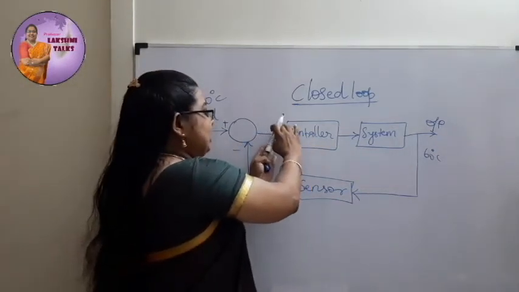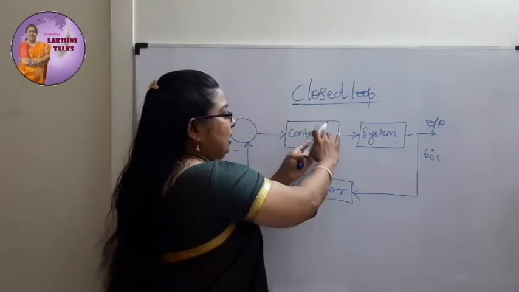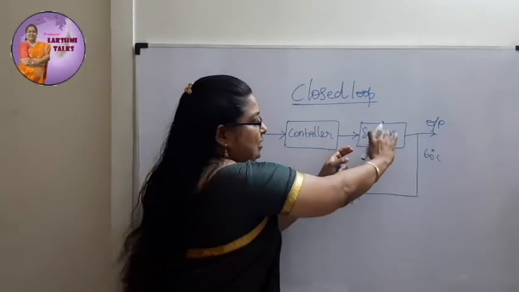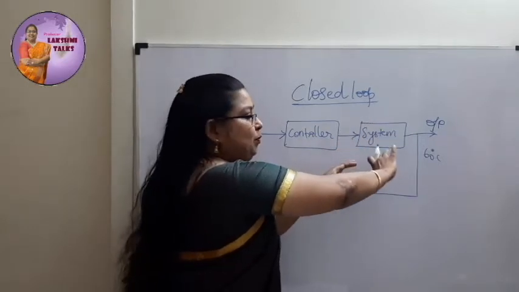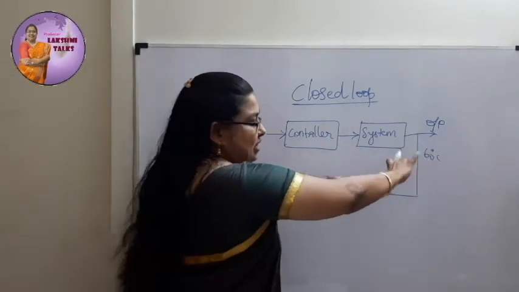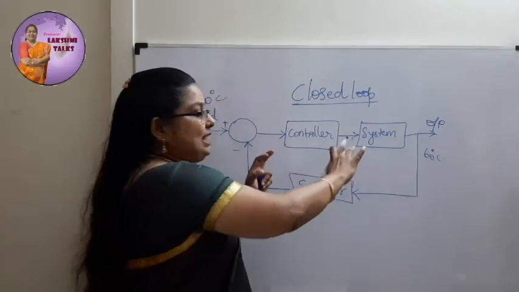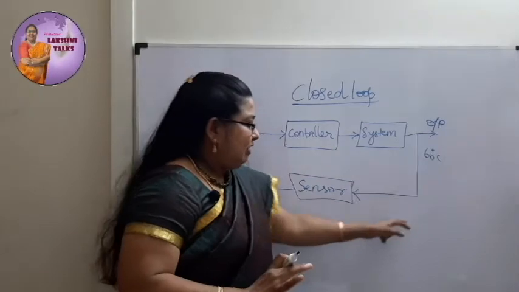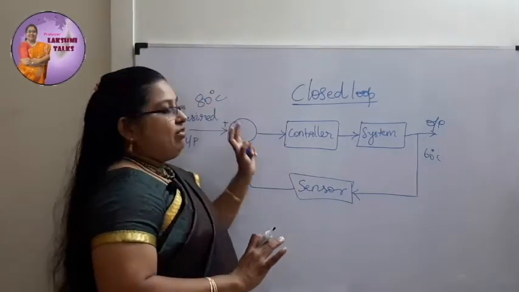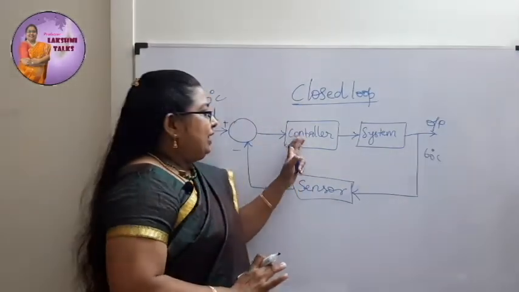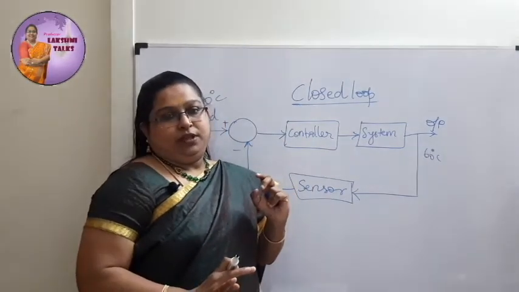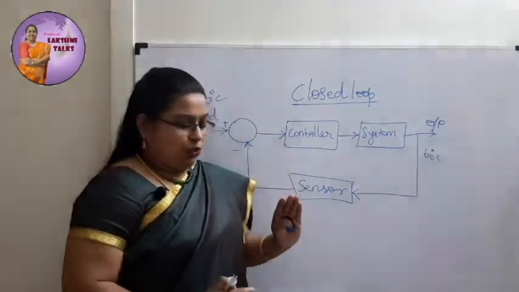This 20 degrees Celsius difference is given to the controller and the controller decides that still more heat is required, and it is given to the system. Then after that it rises to 70, again the same is done till it reaches 80. What happens at 80? At 80 degrees Celsius, the desired value has been reached and the controller stops giving input to the system. Okay, then it becomes a closed loop, right?